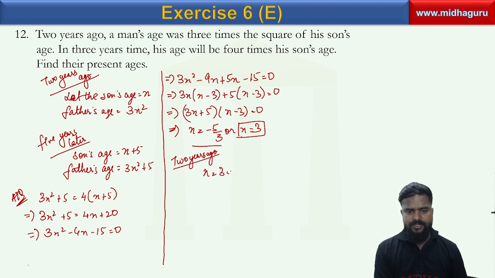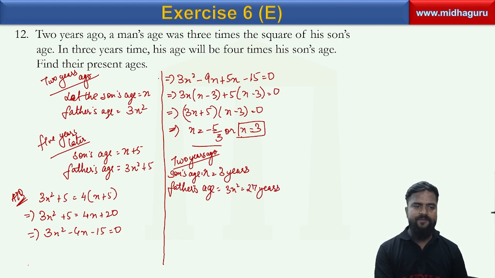X is equal to 3 years. So the son's age is 3 years, and the father's age is, now the father's age is equal to 3x squared, which will be 3 into 9, 27 years. Now it says find their present ages.